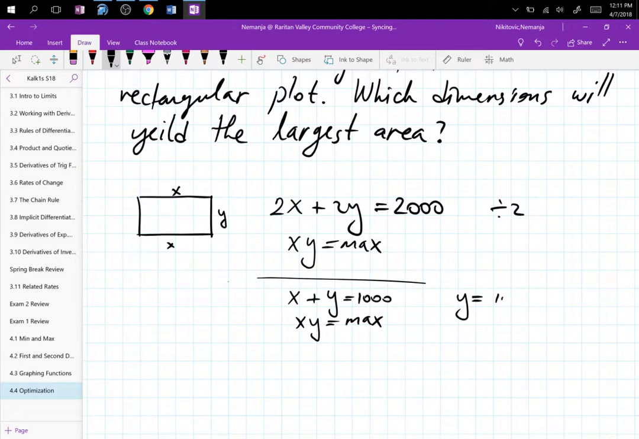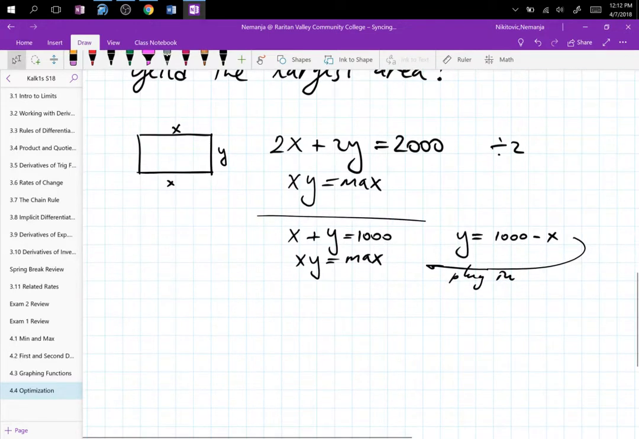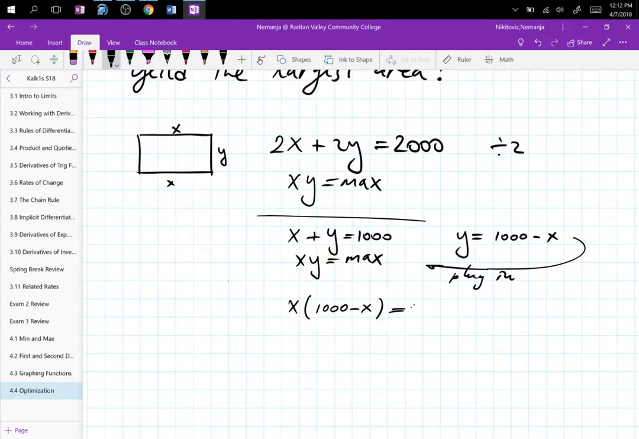Solve for y, so 1,000 minus x, plug in, and you get x times (1,000 minus x) equals a max, 1,000x minus x squared equals a max. Factor out x. Oh no, sorry. Hit it with the derivative first.